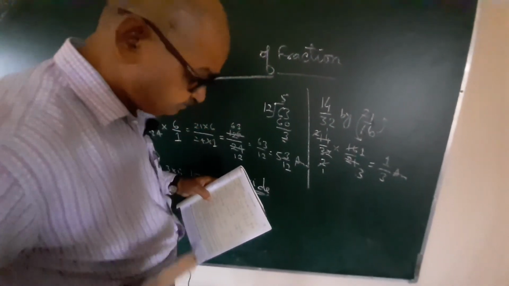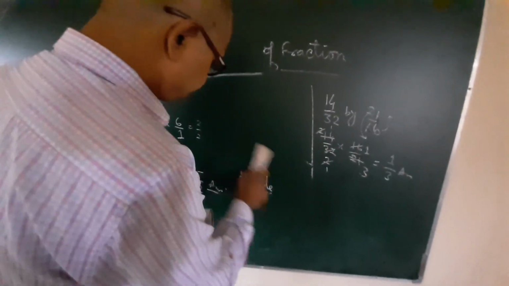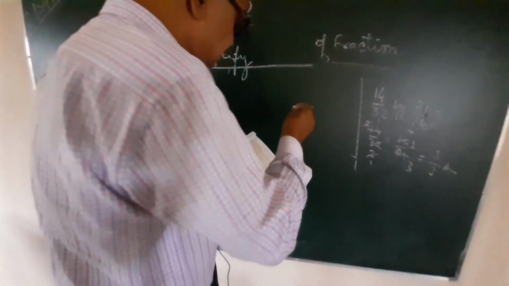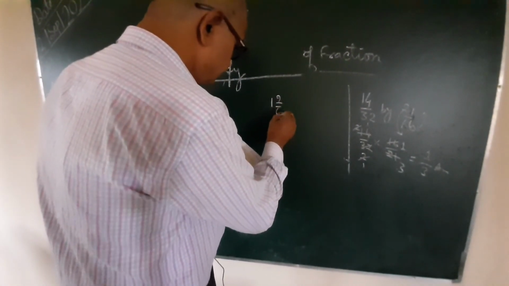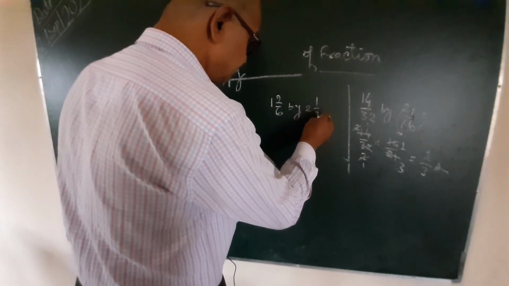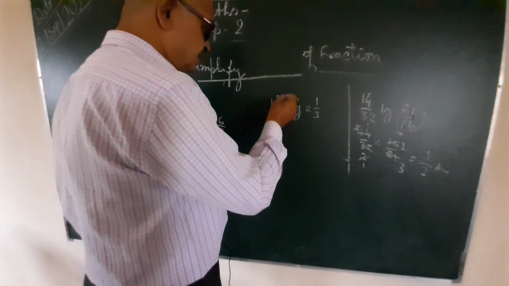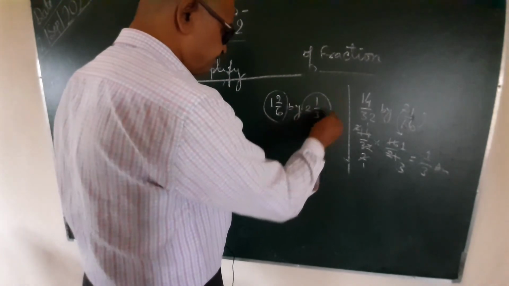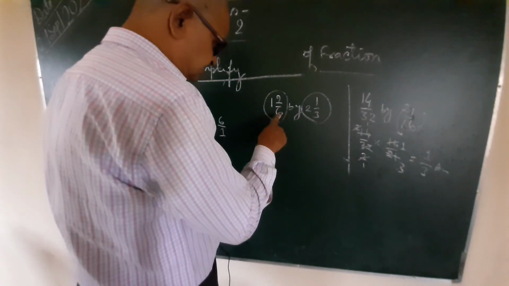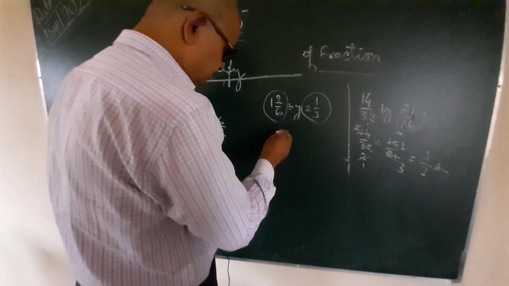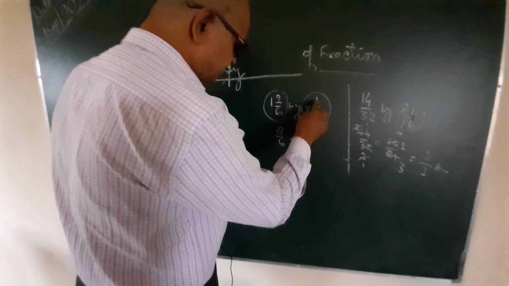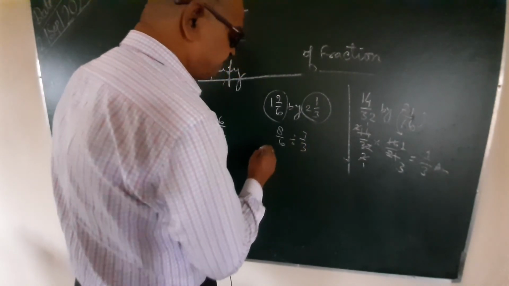One whole 2 by 6 divided by 2 whole 1 by 3. First, we change both fractions into improper fractions. 6 ones are 6 plus 2, 8 upon 6, divided by 3 twos are 6, 1, 7 by 3.